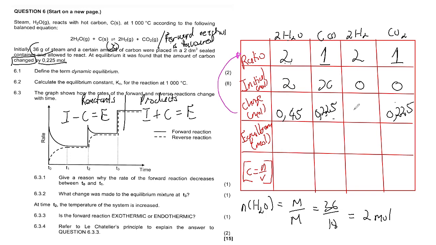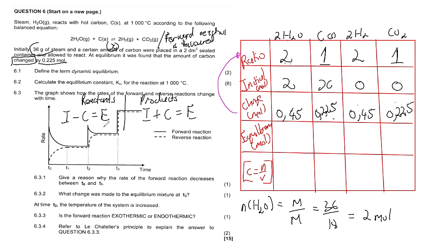And then again here, for every 1 mole of carbon that is being reacted, there are 2 moles of hydrogen gas that are produced. So that means again we'll have 0.45. And as you can see here, these ones share the same ratio and they also have the same change in moles, right? Okay, then we get to this part.